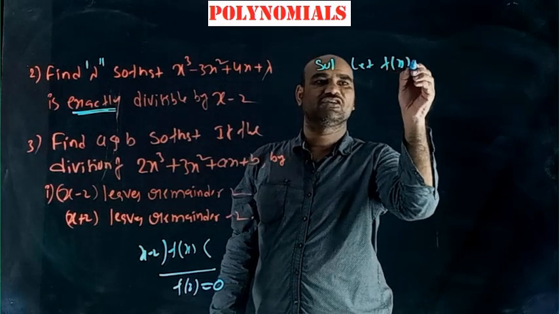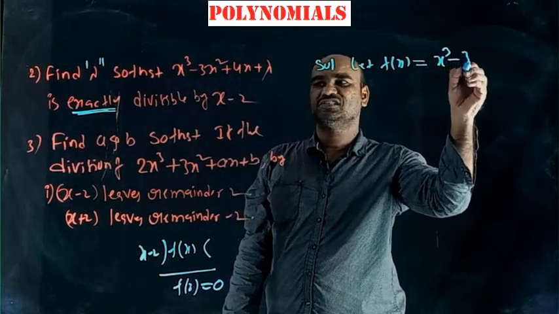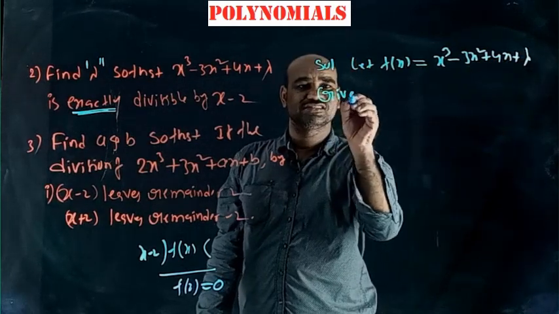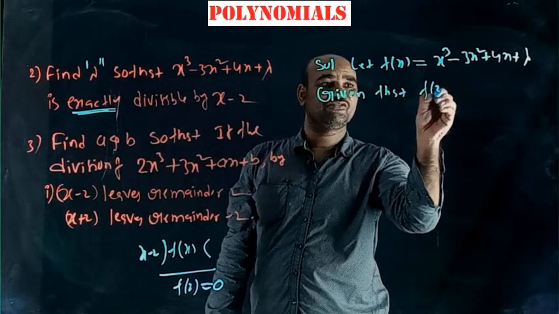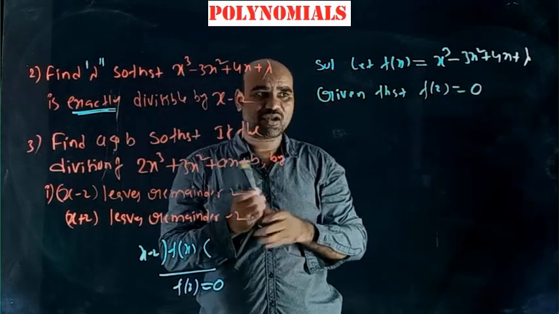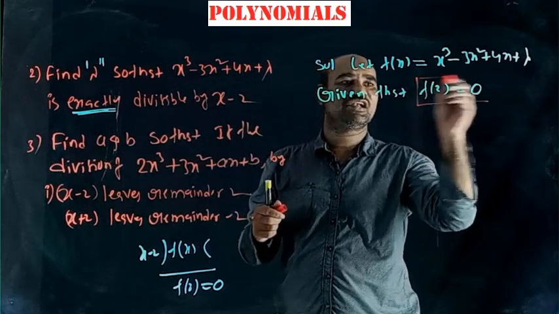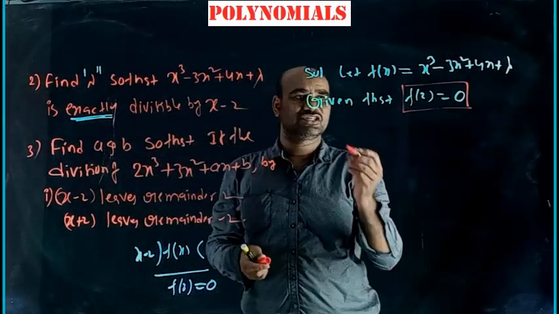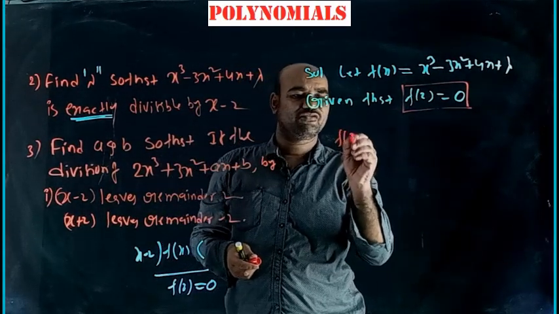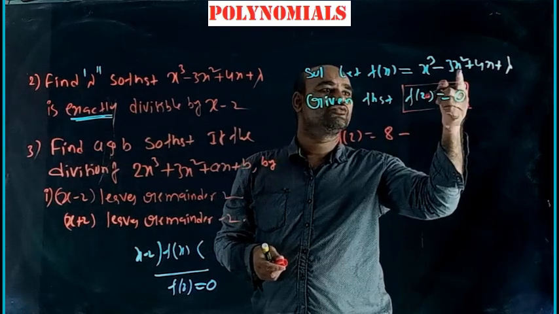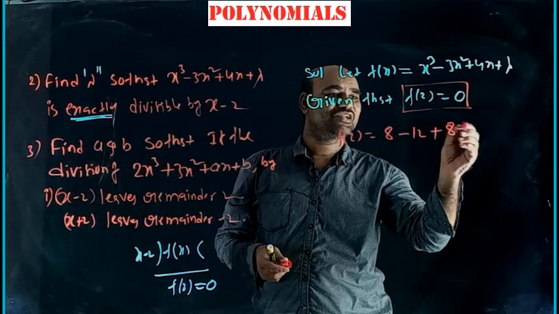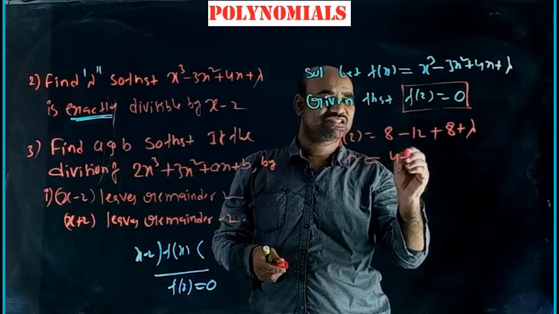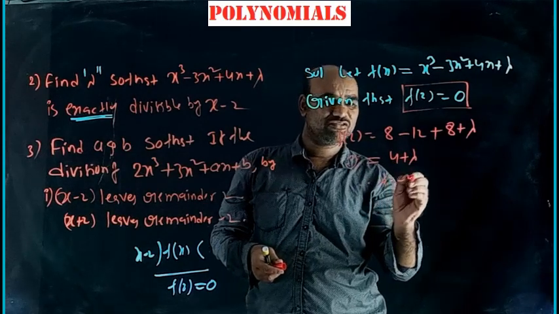Let f of x equal x cubed minus 3x squared plus 4x plus lambda. What is given? Given that f of 2 equal to 0. This is an important part of the problem. f of 2 is the actual remainder when it is divided by x minus 2, but exactly divisible means remainder 0. So we just need to find the f of 2 value and equate it to 0. f of 2 equal to 8 minus 12 plus 8 plus lambda. f of 2 is 0, so 0 equal to 4 plus lambda. Therefore lambda equal to minus 4.